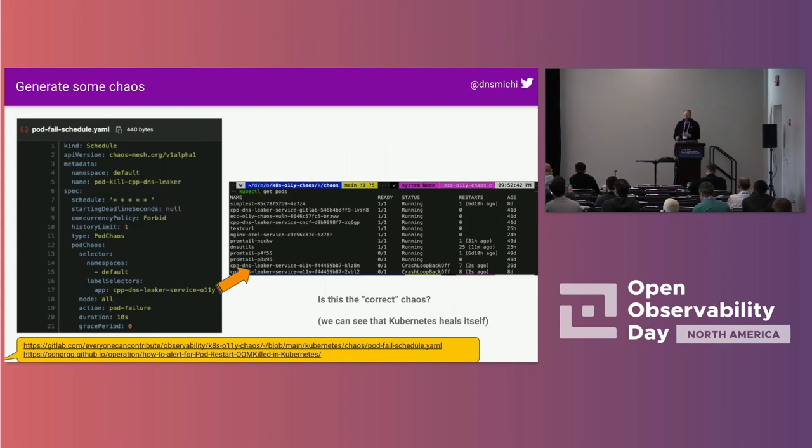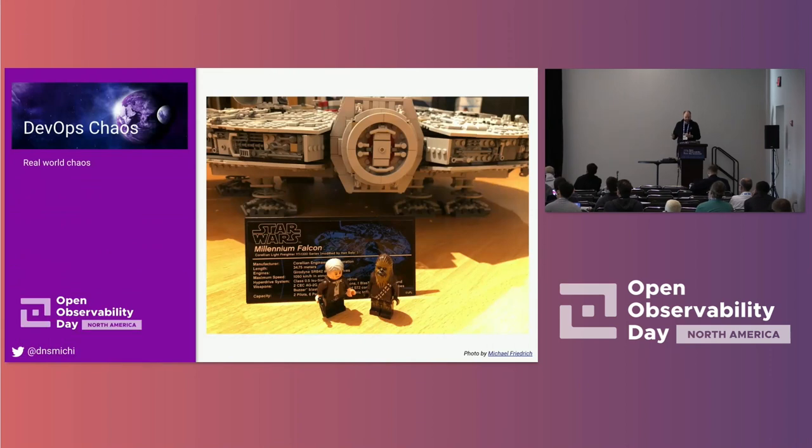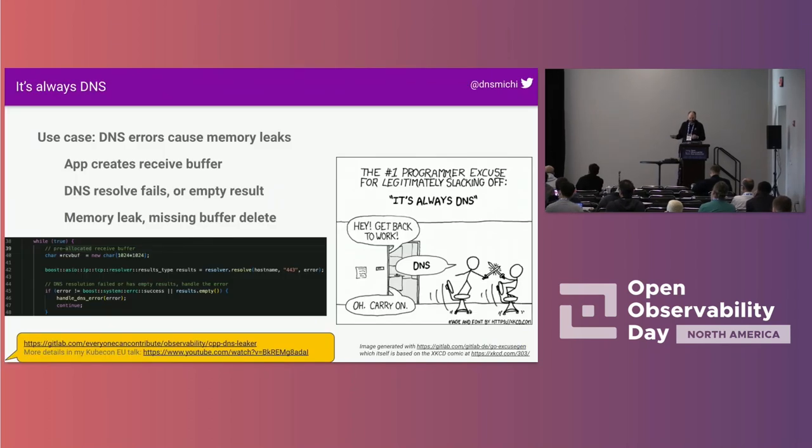If we want to generate some chaos, we can potentially start with killing some pods. And this is a nice way of seeing something. The other way is when the pod ends up in a CrashLoopBackOff, Kubernetes tries to heal itself. So is this the correct chaos to really simulate failure in a cluster? And maybe we can find something else. So thinking of a more real world example, what can be done, was coming back to DNS.